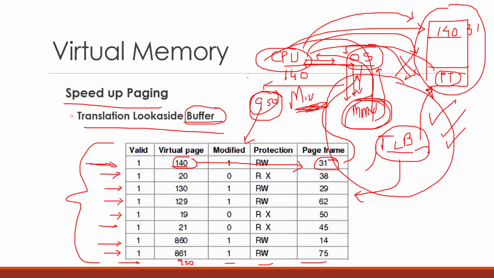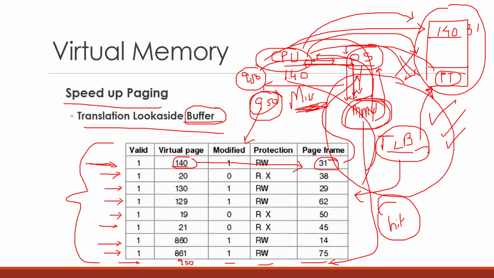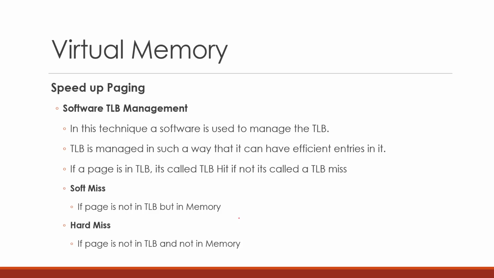So next time, let's assume the operating system looks for 950 again. It will go to the MMU and ask for 950. The 950 entry is now available over here. This is called a hit. It means that this entry was available and this information will be provided over here. So this is how the speed of paging can be increased using the translation lookaside buffer.